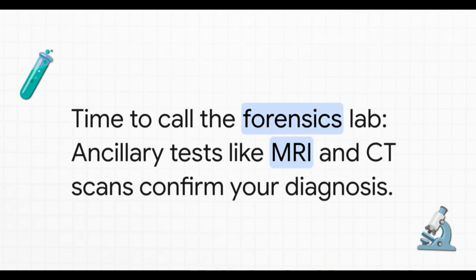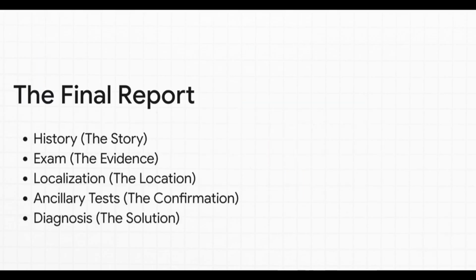So at this point, you've built a really strong case. You've narrowed it down to just a few top suspects. Now it's time for confirmation. And this is when you call in the forensics lab. For us, that means our ancillary tests, things like an MRI or a CT scan, maybe some blood work or even a lumbar puncture. These are the tests that confirm what your detective work already told you. And that is how you write the final report.